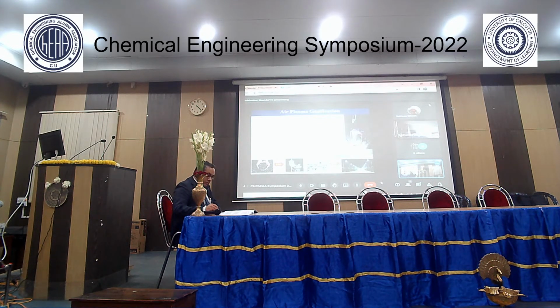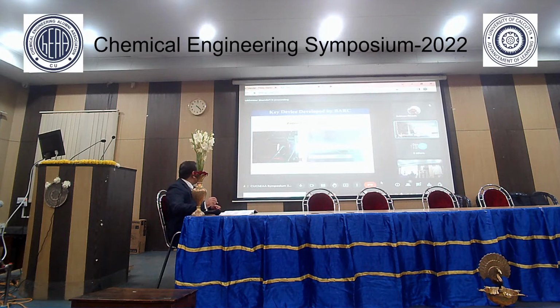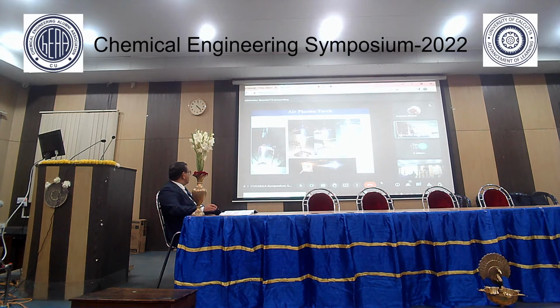And this is the game-changing device. This is the device which produces the air plasma. You can see the jet length. It's a concentrated beam of energy, having ions, electrons and other excited species inside it. So this is the air plasma torch, in the middle picture, you can see.